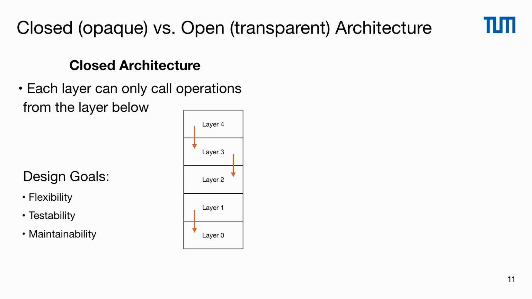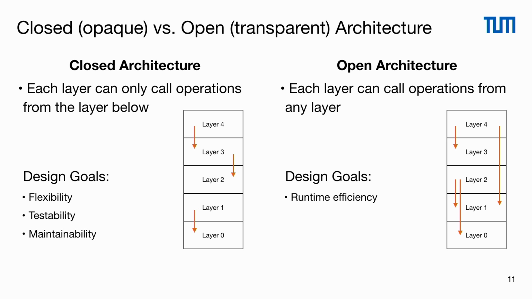First of all, flexibility, so a layer implementation can be exchanged easily with another layer implementation. That's especially nice when it comes to testability, because only testing pairs of layers is necessary. We also gain maintainability. Within the open layer architecture, each layer can call operations from any other layer, as you can see in the graphic on the right side. Layer 4 calls operations on layer 1, for example. The design goal for an open architecture is especially runtime efficiency.